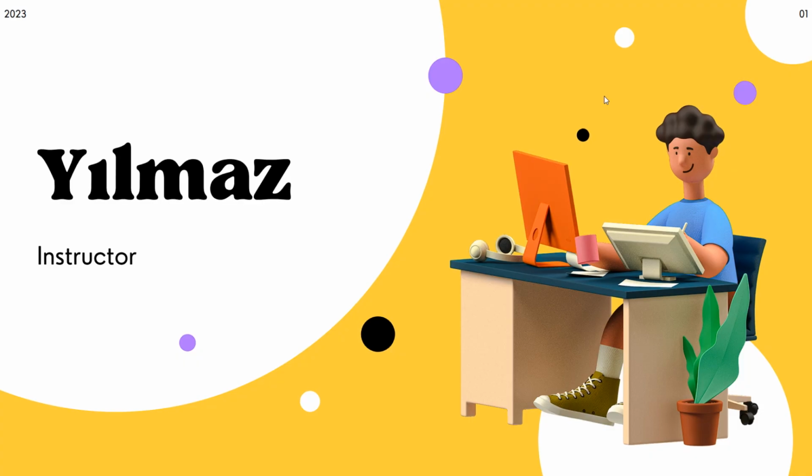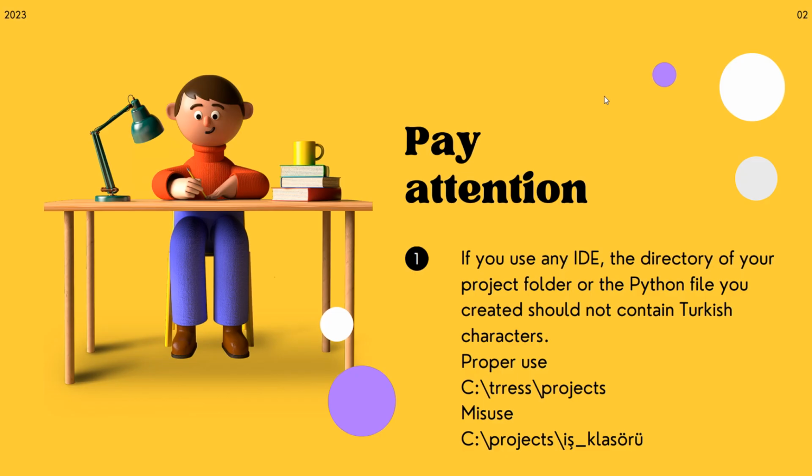So let's start with our note 1. If you use any IDE, the directory of your project folder or the Python file you created should not contain Turkish characters. So here is the true one. So here is equal to our C folder in TRRESS folder and also in projects folder. And also this is the true one. And do not use like this. For example, if we use the letter sh, our Python codes will not run on our IDE. That's why we need to pay attention to note 1.